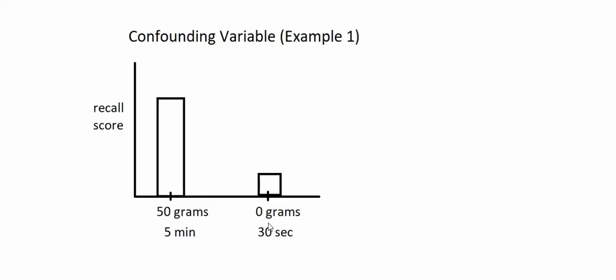Well, in this experiment, recall time, or the amount of time people have to take the recall test, is a confounding variable because it's not being studied, it's extraneous, and it might affect the results, and it's also unequal across the conditions of the experiment. The 50-gram condition got 5 minutes to take the recall test, and the 0-gram condition got only 30 seconds to take the recall test, and they were rushed. So this recall time variable is an extraneous variable that's unequal across the conditions.